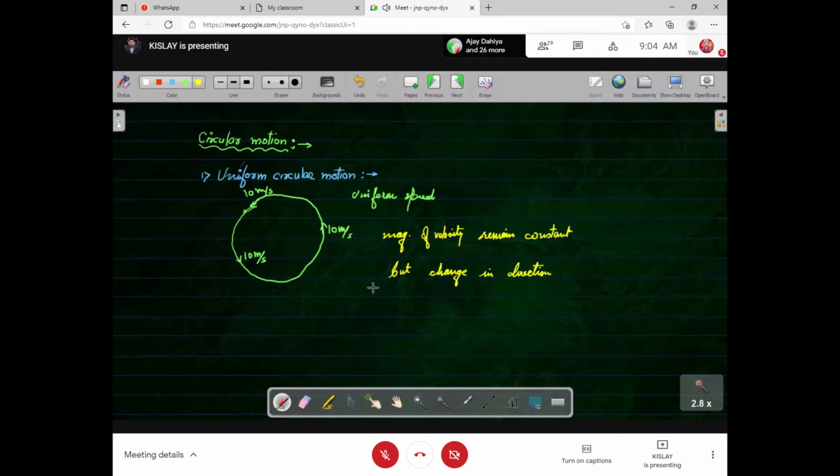Okay. So in case of uniform circular motion, speed is constant. If I'm talking about only the uniform circular motion, then we can say speed must be constant, but velocity can't be constant because of change in direction. Okay. Let's see what is happening here.